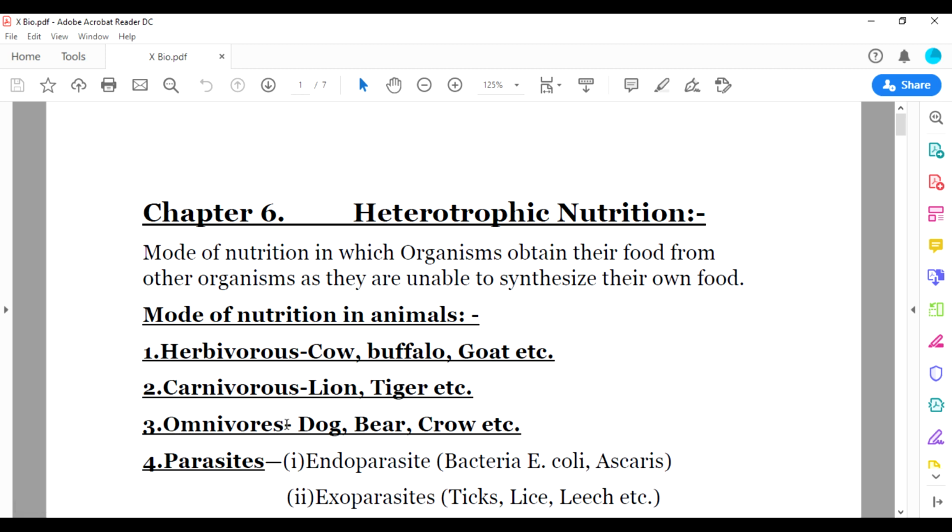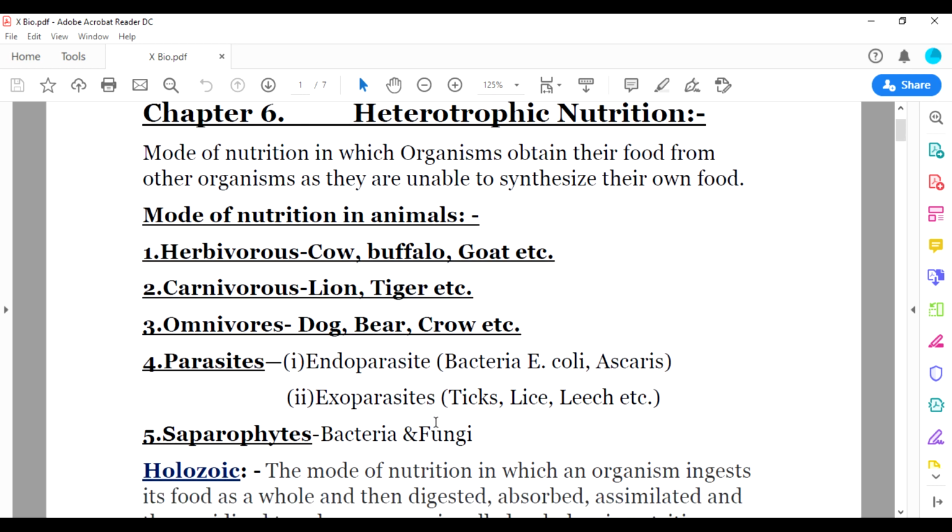Then coming to third, omnivores. Omnivores are those animals which depend on plants as well as animals for their nutrition. Omni means both. So they eat both plants as well as flesh of other animals. Dog, bear, crow, etc. Even many human beings also eat both.